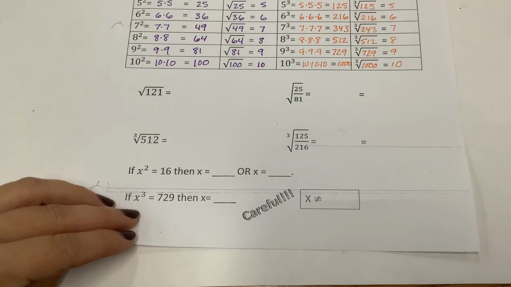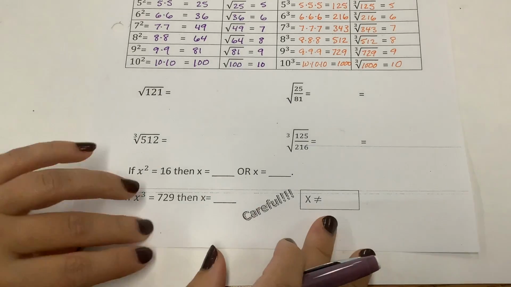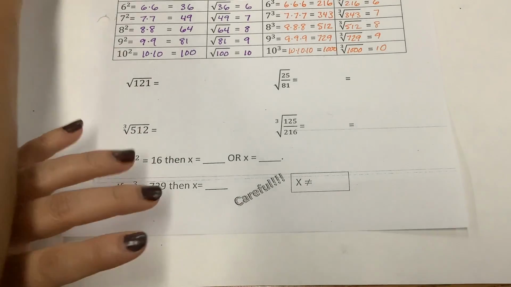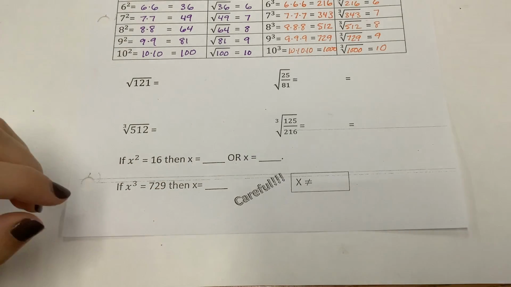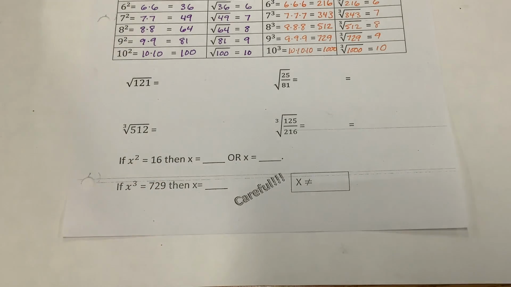Right, last part of our notes. We're going to go over these examples. Do you have your calculator on and cleared? We are going to review back over finding the square root and cube root of values, but I'm also going to give you a little bit of extra information. So go ahead and find the square root of 121.